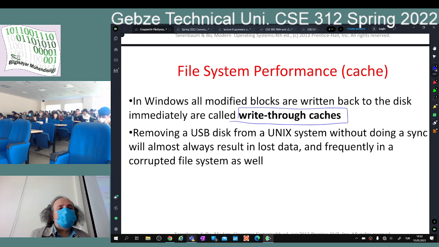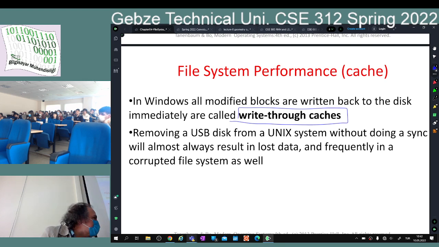So what does that mean? If a system crash occurs, you are safe. Why? Because you wrote everything back to the disk. You don't keep an unmodified version of your data in your cache, so you are safe. So that's the advantage. What is the disadvantage of having write-through caches?